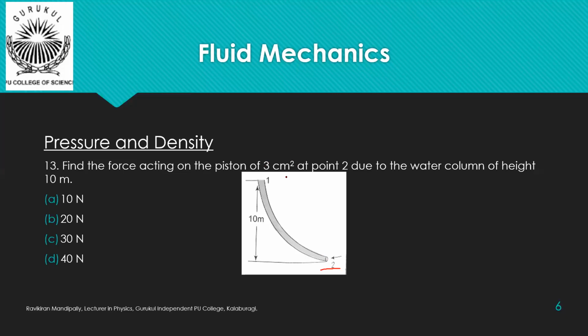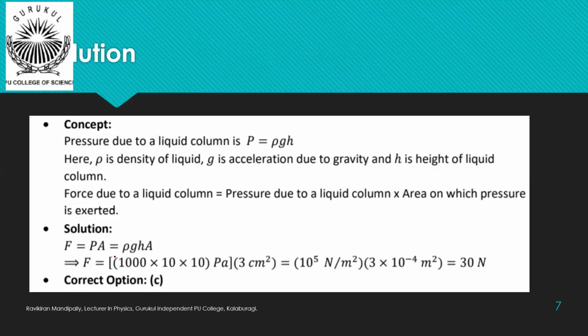We should convert it into meter square because the answers are in newtons. So here we have done that. Force on the piston is equal to P into A. P is equal to rho GH, because pressure due to a liquid column is rho GH, and force due to liquid column is pressure due to liquid column multiplied by area on which pressure is exerted.